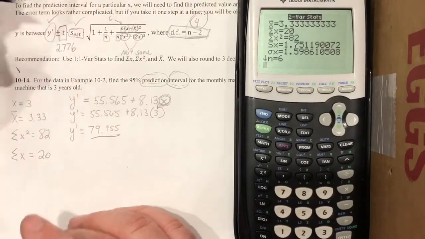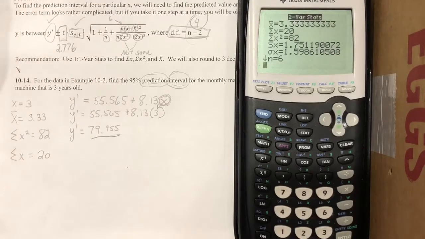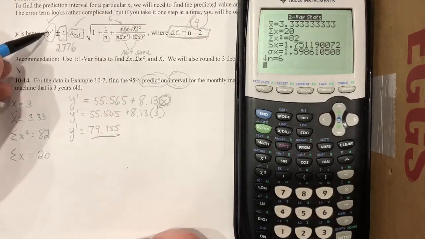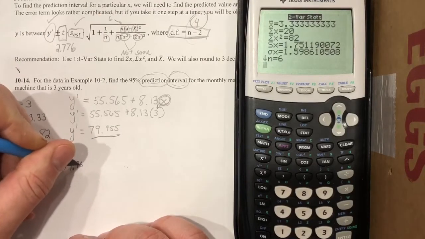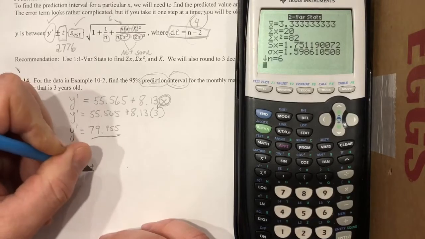Now you've got all your numbers. The main important thing is that you plug them all into the correct locations. So again, y prime, or your starting value, is 79.955. You have plus or minus.